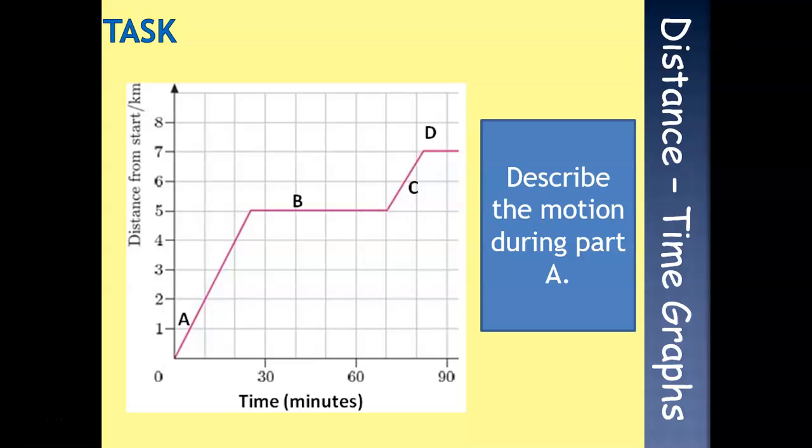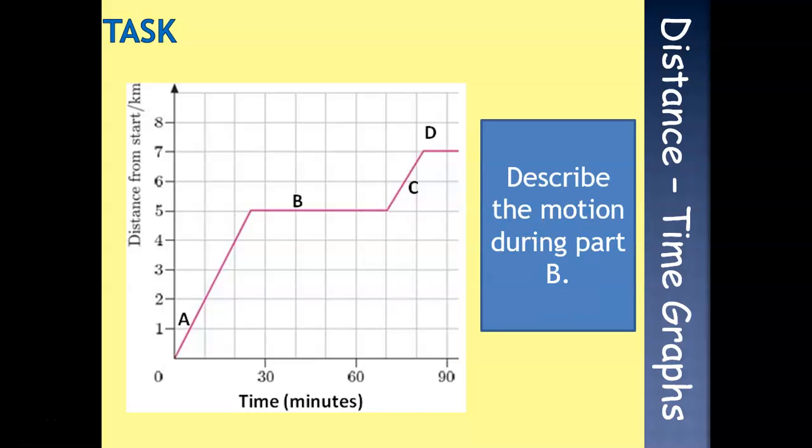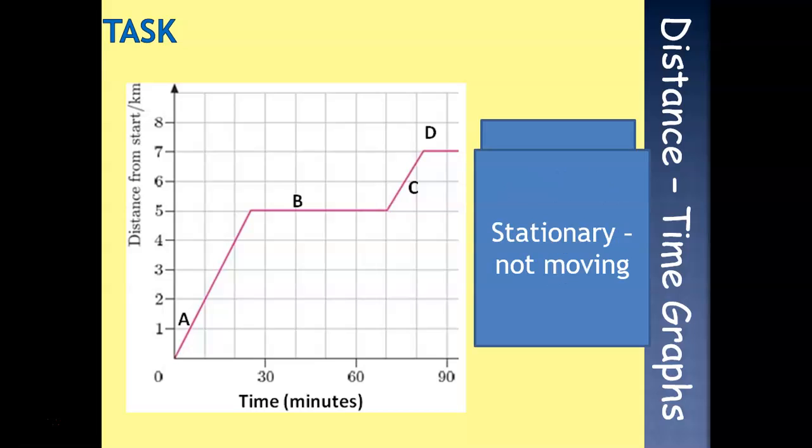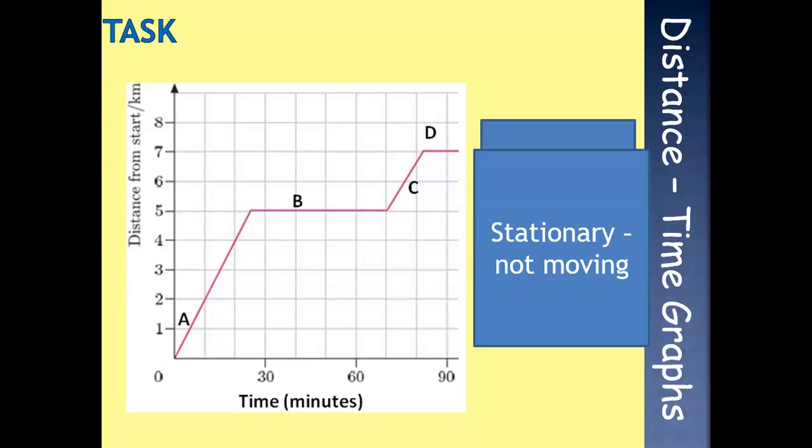So during part A, what's the motion? Pause the video, discuss that with each other. Okay, during part A of that graph, they're travelling at a steady or a constant speed. What's the motion during part B? Again, pause the video and discuss this. During part B, stationary. What's the motion part C? Again, same as before, it's a steady or a constant speed, so at D, that must be stationary, not moving at all.